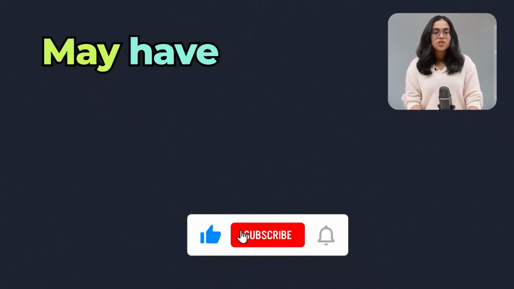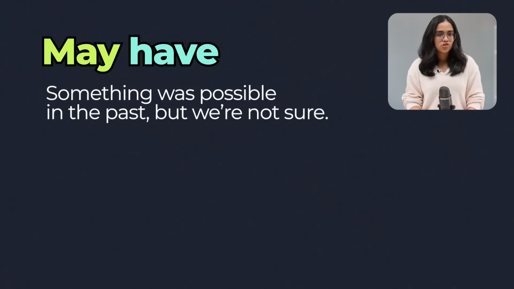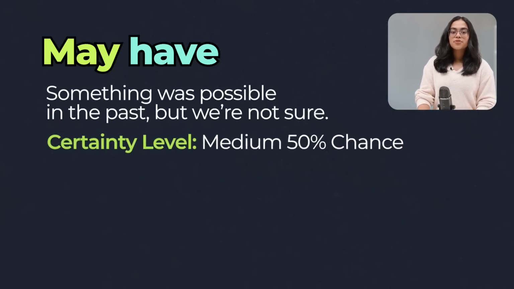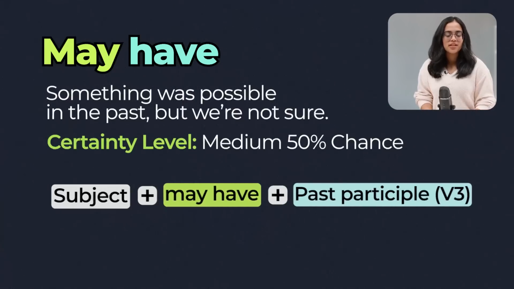First, let's start with may have. Now, this structure is used when something was possible in the past, but we are not sure about it. It talks about how certain something was, but it only shows a 50% chance. It means whatever you are guessing is only 50% correct. The structure looks something like this. First, we start with a subject, then the structure may have, followed by a past participle verb. This is very important. We always use the verb in the third form.